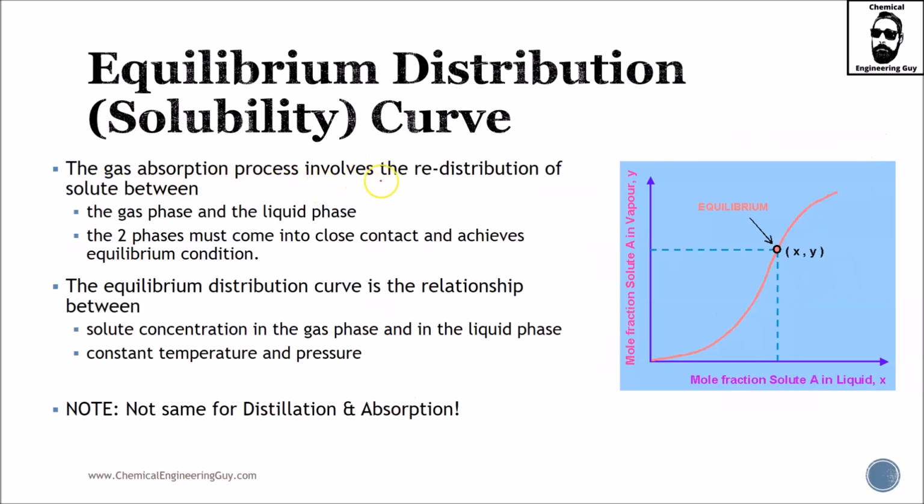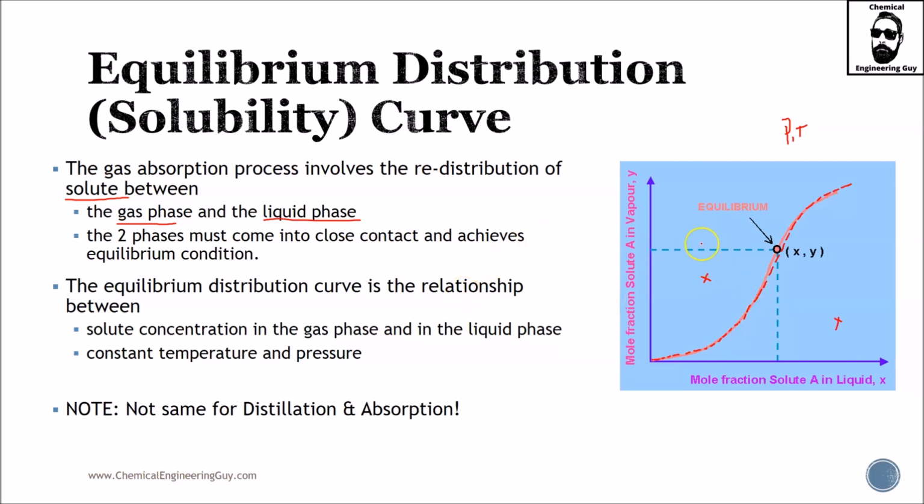The gas absorption process involves the redistribution of solute between the gas phase and the liquid phase, of course. And it doesn't make sense if you were to say, okay, what's at this point? There is no gas, no liquid. Why? Because there's only one line on which you could have the equilibrium at the given pressure and temperature. So this doesn't make that much sense. Okay? So just for you to know.